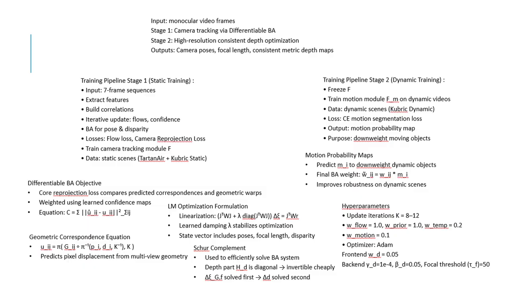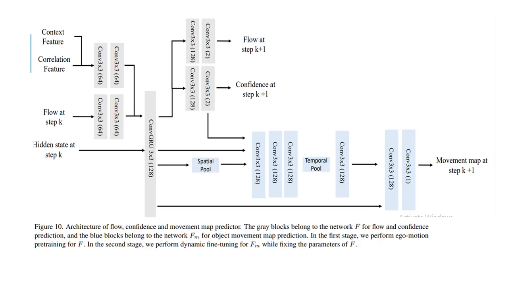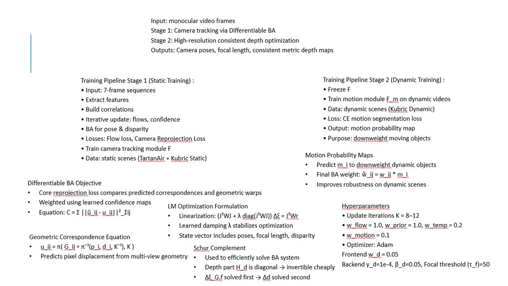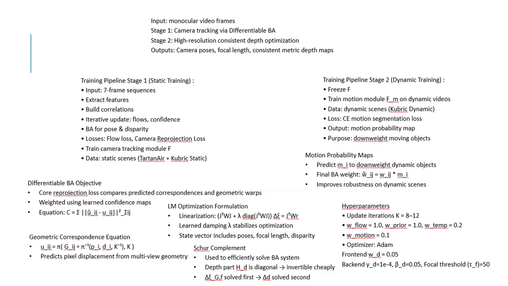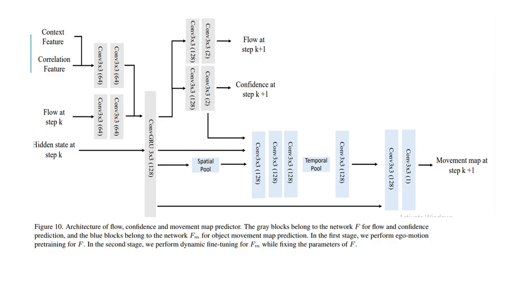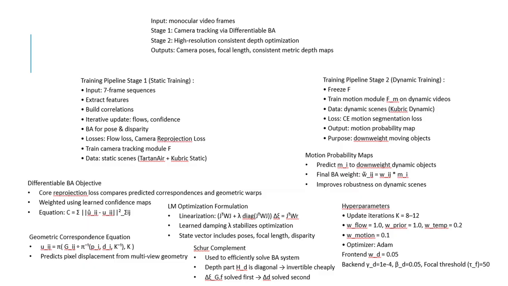Then after the training step, in stage 2, our gray module is entirely frozen. Then we are training the new FM module, which is the blue module, for dynamic videos. Here the data is dynamic scenes from Kubric dynamic, and our static scenes are TartanAir and Kubric static. Here the output is the motion probability map, which is nothing but the movement map at step k+1. The purpose is nothing but to downweight moving objects, moving objects downwards, we need it.